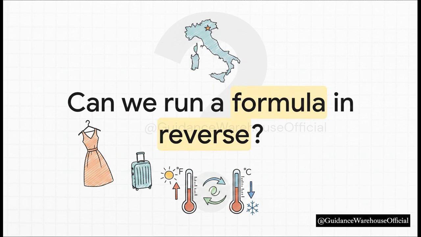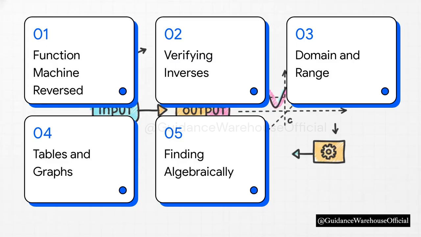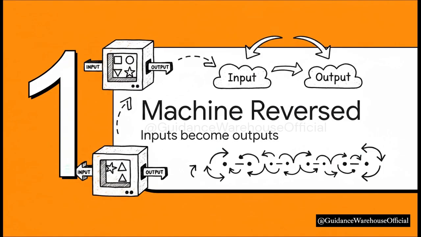Wouldn't it be way better to just have a totally different formula? One where you just drop Celsius in and it immediately spits out Fahrenheit. Well, that is the magic of what we're diving into today. By the end of this explainer, you're going to totally understand how to run these math machines backward. We're looking at the function machine reversed, verifying inverse functions, domain, range, and restrictions, inverses in tables and graphs, and finally, finding inverses algebraically.